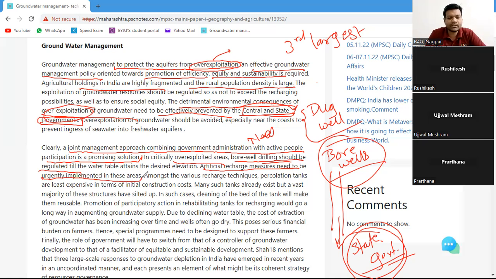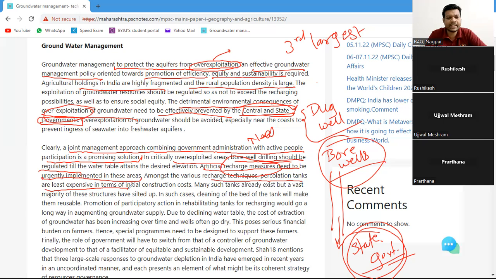So these kinds of artificial recharge measures should be urgently implemented in such areas where the groundwater tables are drastically reduced or drastically exploited. Amongst the various recharge techniques, percolation tanks are the least expensive, obviously.